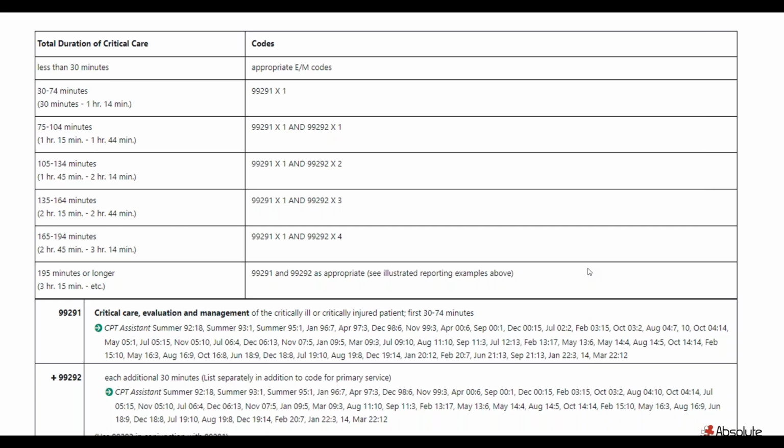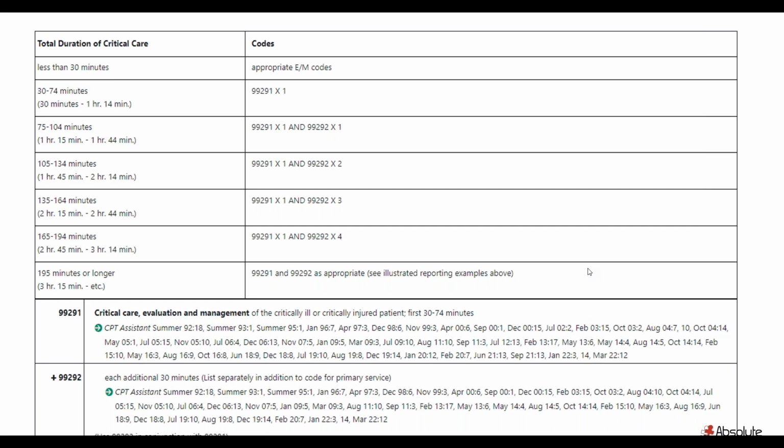When the total critical care service given ranges between 75 minutes to 104 minutes, which is 1 hour 15 minutes to 1 hour 44 minutes, the critical care CPT codes are going to be 99291 times 1 and 99292 times 1. And when the total critical care service given is between 105 to 134 minutes, we would assign the critical care codes 99291 times 1, 99292 times 2, and the add-on code keeps on increasing its units in 30 minute intervals.